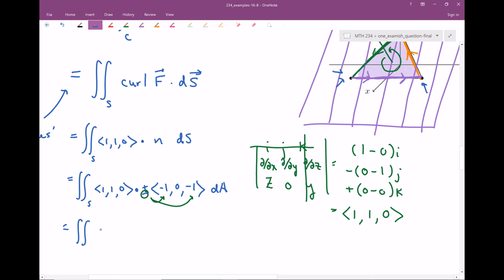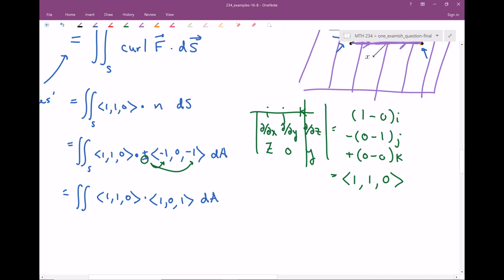So the integral of 1, 1, 0 dot, and this is going to be positive 1, 0, positive 1. And so we evaluate out that dot product, and this is just going to be the double integral of 1 dA. All right, so now we're officially doing our double integral.